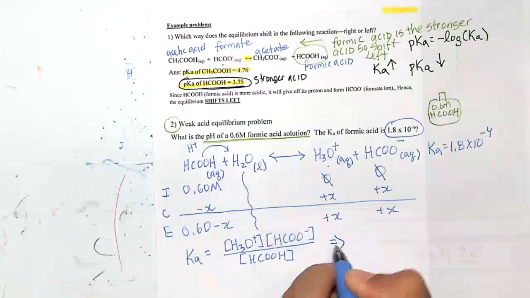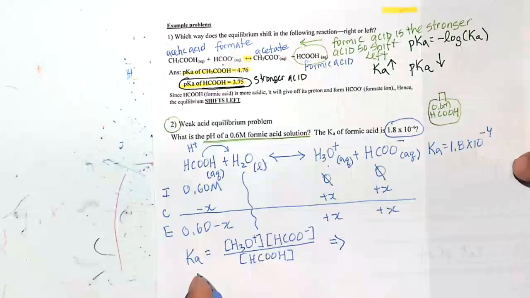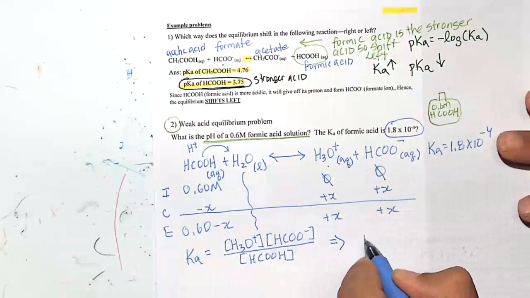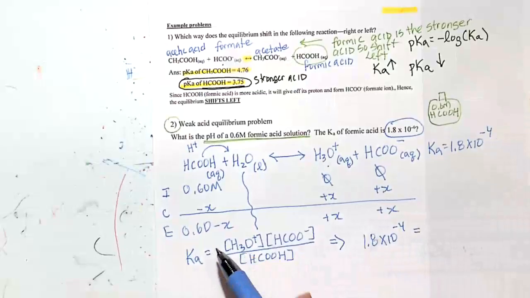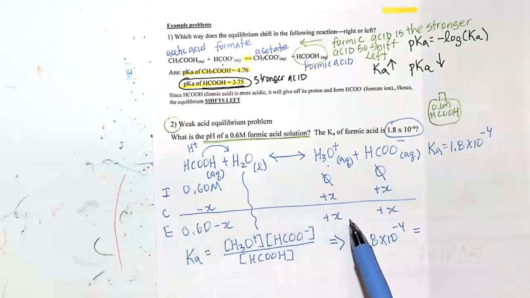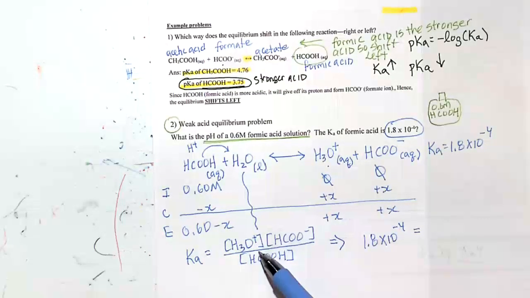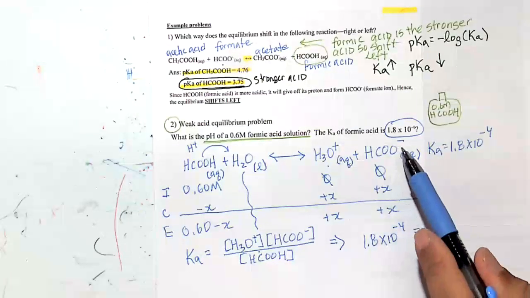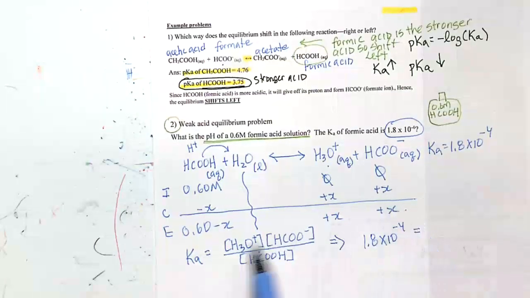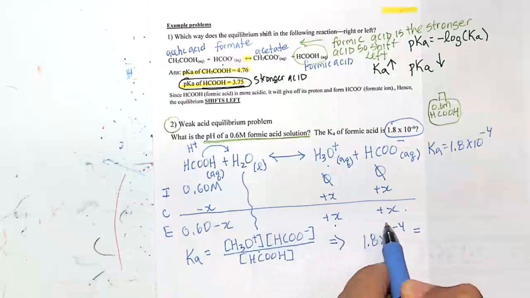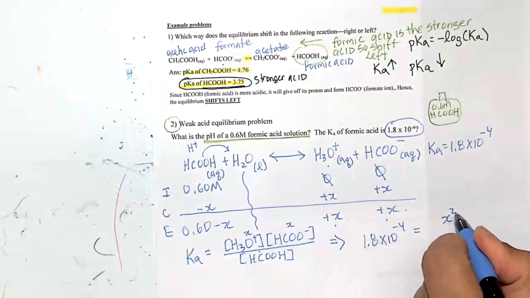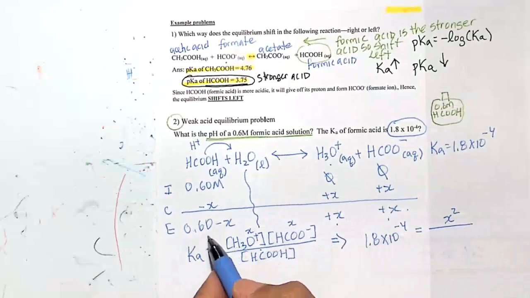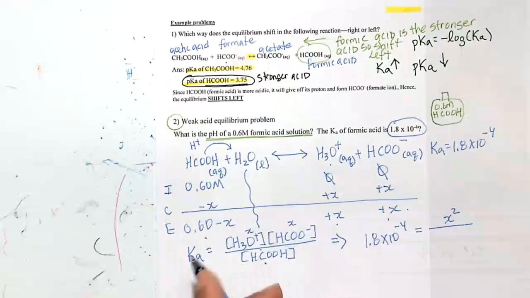Now our Ka is given to us. I'll give you the Ka for any acid. So this Ka is 1.8 times 10 to the minus 4. The H3O plus at equilibrium is x. The formate, HCOO minus, is x at equilibrium. So what's x times x? This is x squared divided by 0.60 minus x.